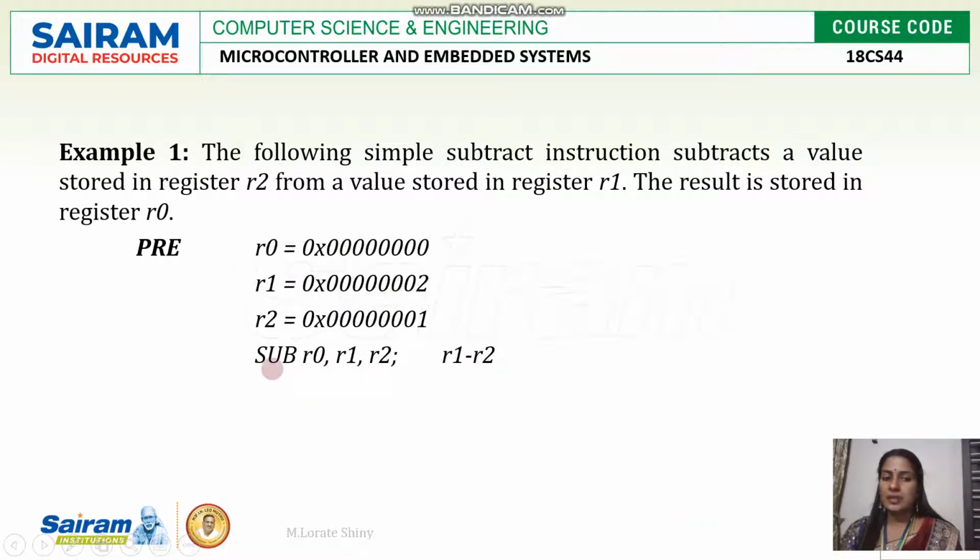Example: this example is written for the SUB instruction. SUB R0, R1, R2. So R0 is the destination register to store the result. R1 and R2 are holding the data. R1 is 2, R2 is 1. So the operation is R1 minus R2, and the result is stored in R0 here.